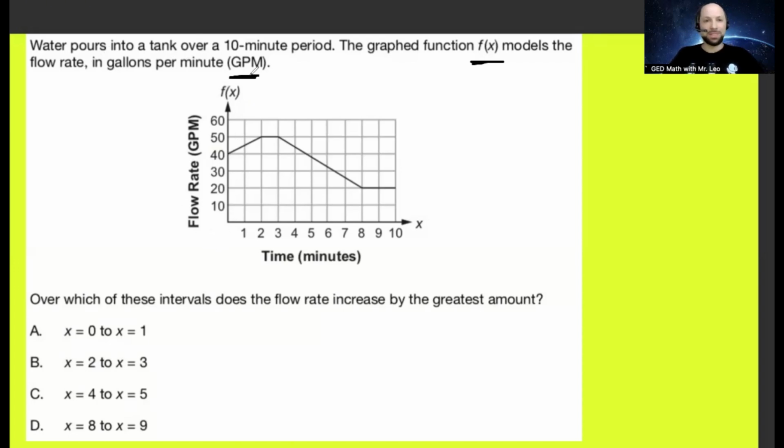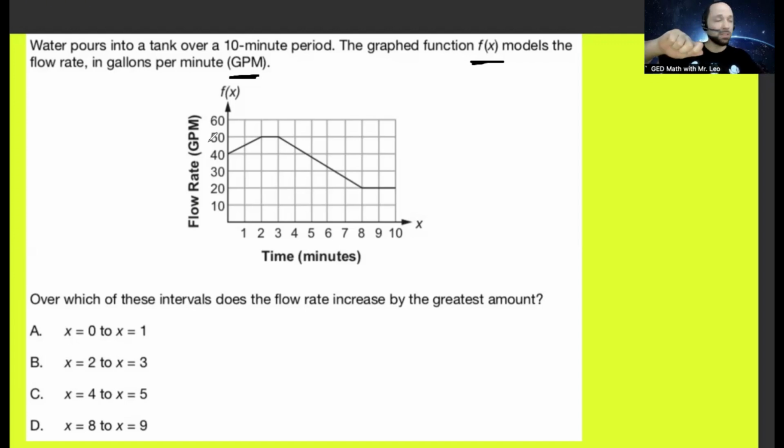Water is pouring into a tank over a 10-minute period. I see time in minutes, this would be 0 to 10. And this function models the flow rate in gallons per minute. We see that on the left of the graph, flow rate, it looks like it starts at 0, then 10, 20, 30, all the way up to 60. We can think of flow rate as also like water pressure.